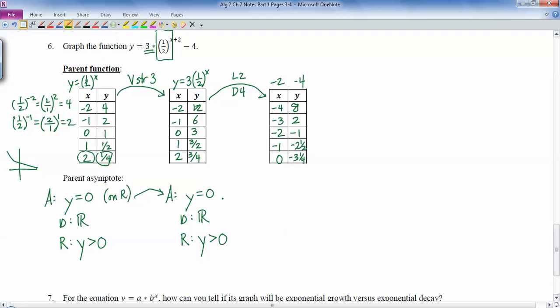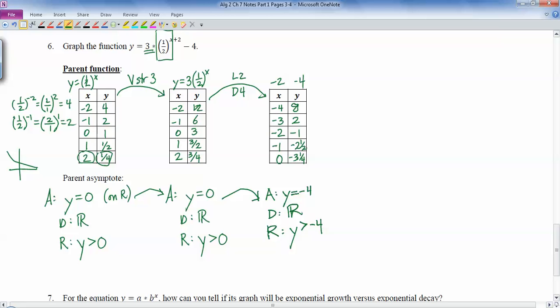Okay. So then I'm going to subtract 2 from the x's and subtract 4 from the y's. Well, if I subtract 4 from the y's, now my asymptote is y equals -4. My domain, I subtracted 2 from the x's. So if I subtract 2 from all numbers, I still get all numbers. And if I subtract 4 from the y's, now my range is going to be everything greater than -4.